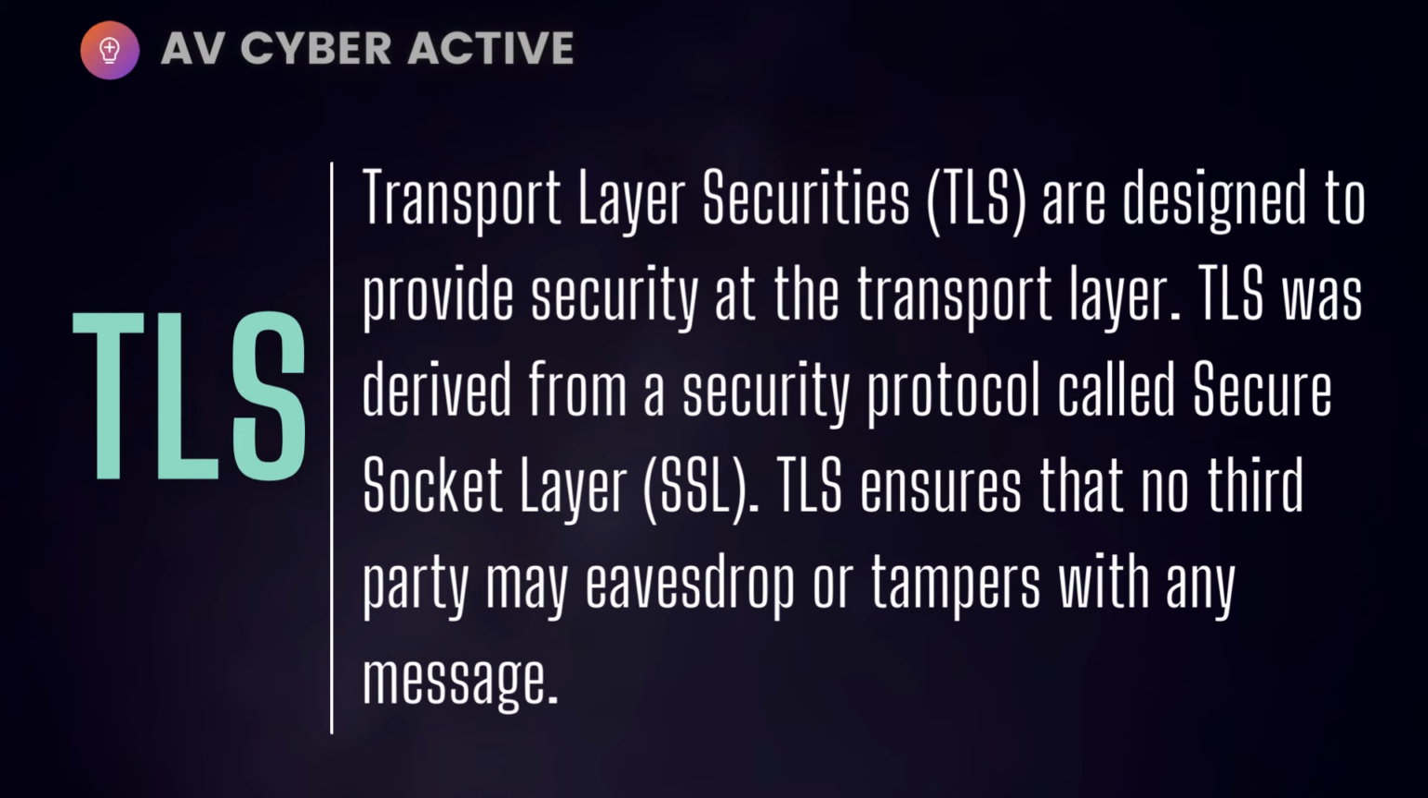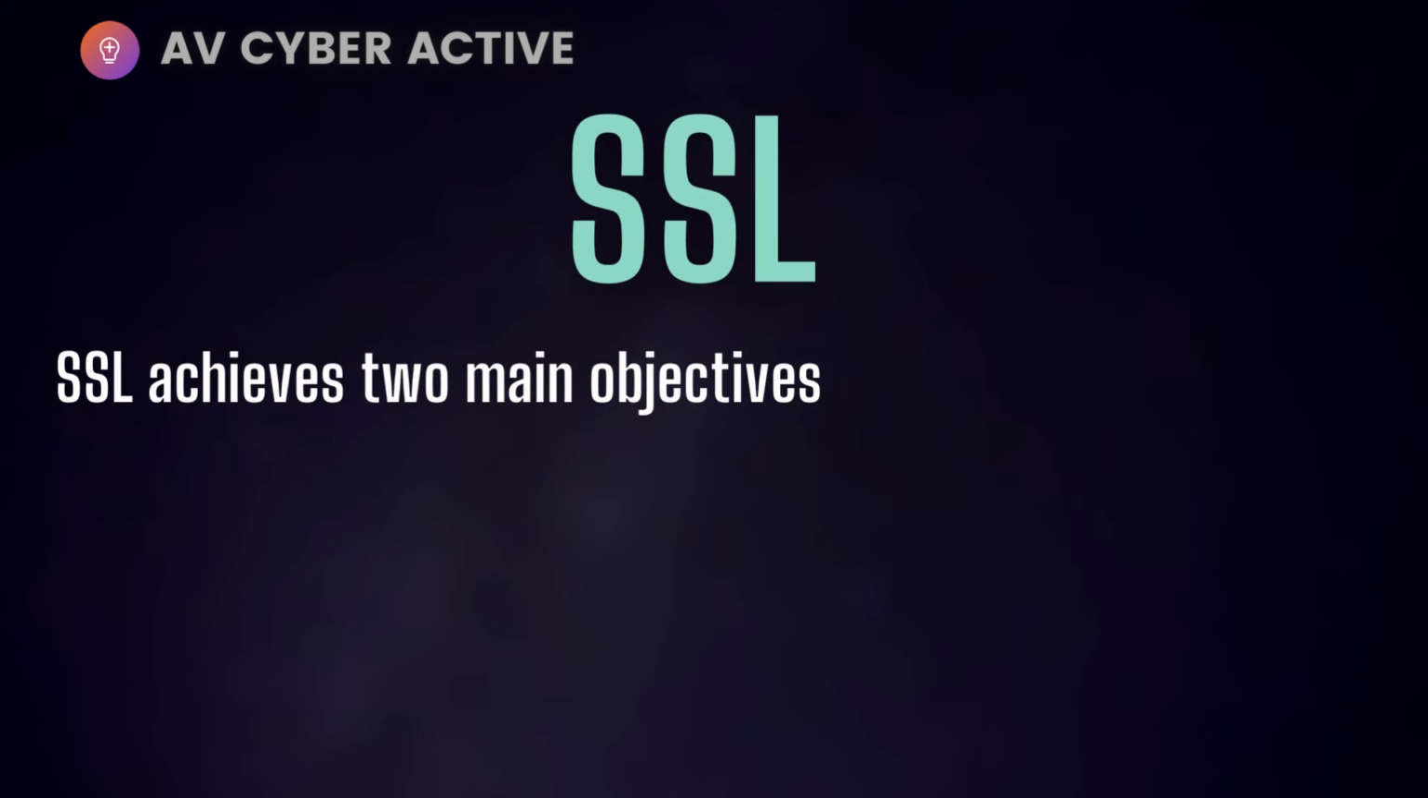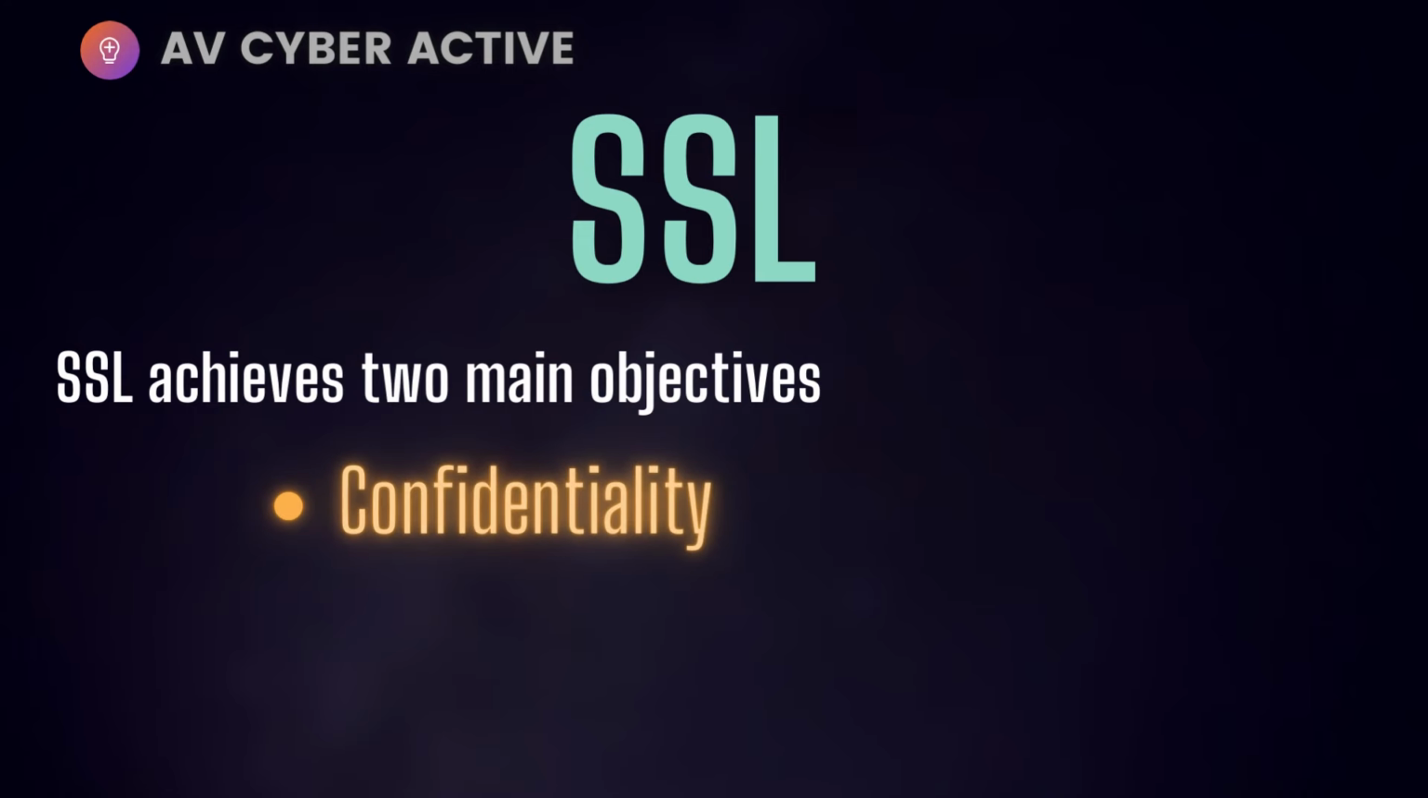Now we'll come back to SSL, and SSL achieves two main objectives with its cryptographic function. First one is confidentiality, where the data from the sender to the receiver is made sure to be confidential, and nobody interrupting or trying to do a man-in-the-middle attack is able to read the data in plain text.